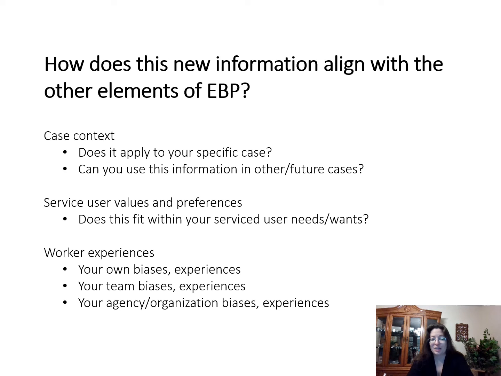So even though there might not be a lot of research showing that animal-assisted therapy is very successful, if that's something that your service user really wants to try, then it's your responsibility to try and meet those needs in the best way possible given the research evidence. And you always need to consider your own experiences and biases, as well as the organizational biases and experiences. How willing are they to try new things? How willing are they to monitor the service delivery to see if the client outcomes are actually better than when the clients first come to the agencies?